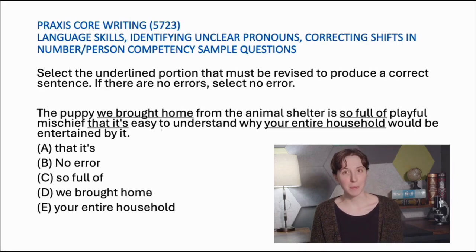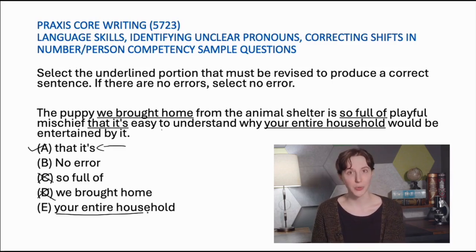When you're looking for a grammar error, the best thing to do is look at your answer options first. That way you know what parts of the sentence to analyze. Staring down that would be entertained part is just going to waste time if there's no way it's wrong. So let's look at our options. It always pays to double check the apostrophe in its, like in option A, but we have the right one in this sentence. There's nothing wrong with so full of or we brought home either, but the phrase your entire household is incorrect because the pronoun your does not match its antecedent, the pronoun we, in person.